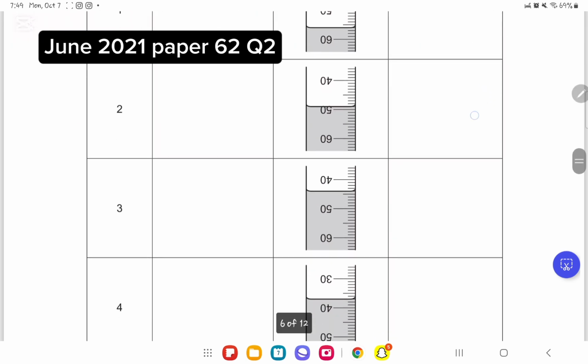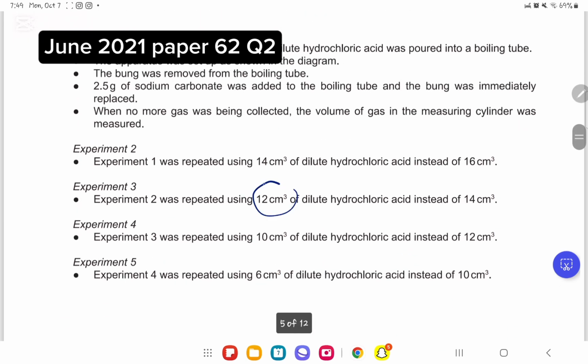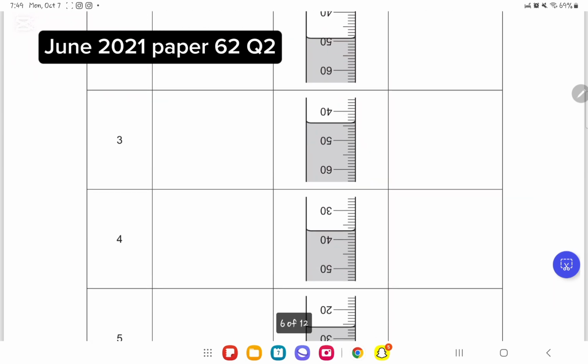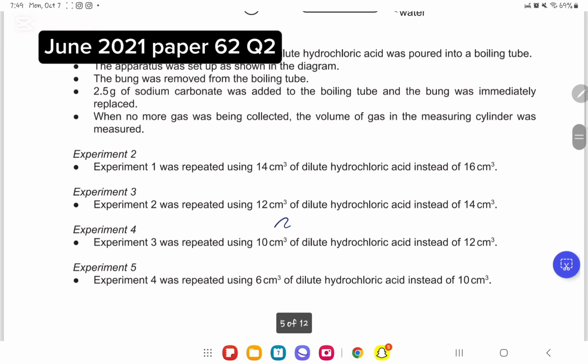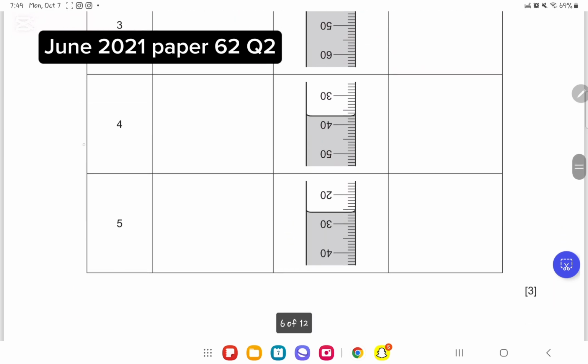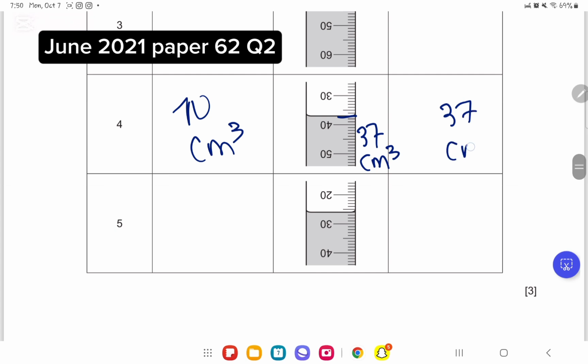For experiment 3, they used 12 centimeter cubed. So we're going to go down again. How much was used of hydrochloric acid? It was 12 centimeter cubed. And how much was collected? I would say it's approximately 44 centimeter cubed. Now we go back to 4. In experiment 4, they used 10 centimeter cubed. So we're going to go down again. We're going to say here 10 centimeter cubed of hydrochloric acid was used. And approximately 37 centimeter cubed was collected of gas.